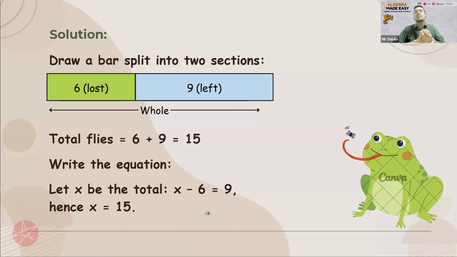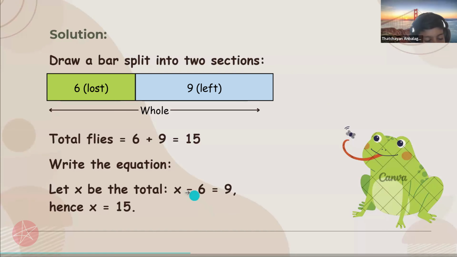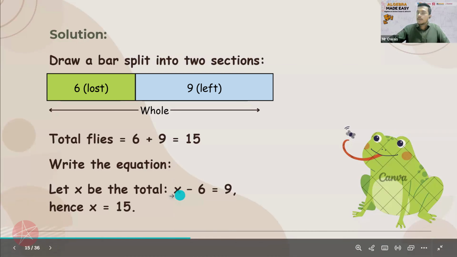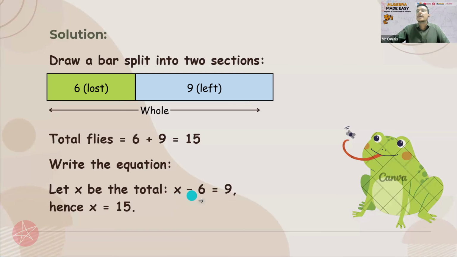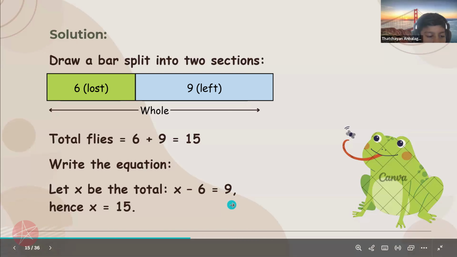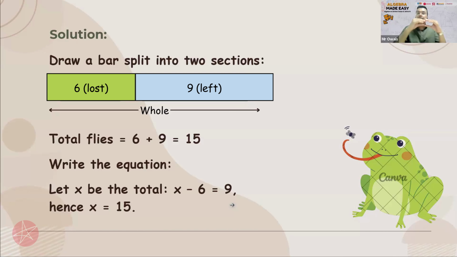So what happens when you lose something? You're supposed to minus it, remove it, right? Minus. Yes, so the flies have gone away. So from that total number, whatever that number was, 6 of them have gone away. And then how many are remaining? 9. 9 are remaining. So we can actually form this equation.